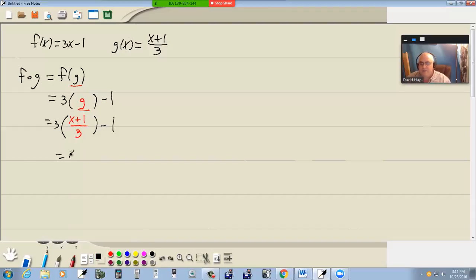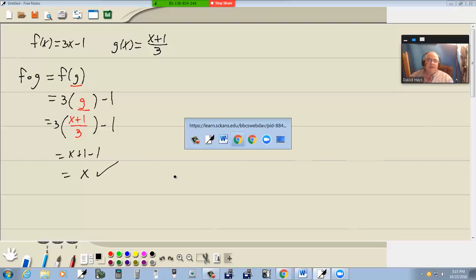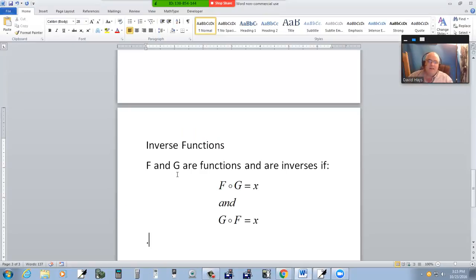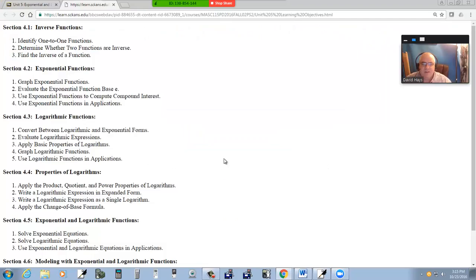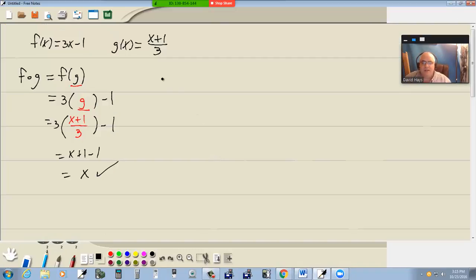The 3's would cancel. We've got x plus 1 minus 1. The 1's would cancel. We'd have x. Now that's the first part. The composition of f and g is equal to x. We also have to find the composition going the other way.